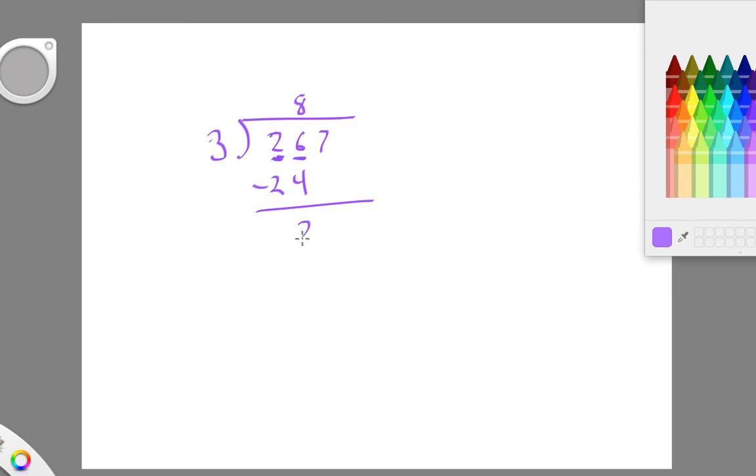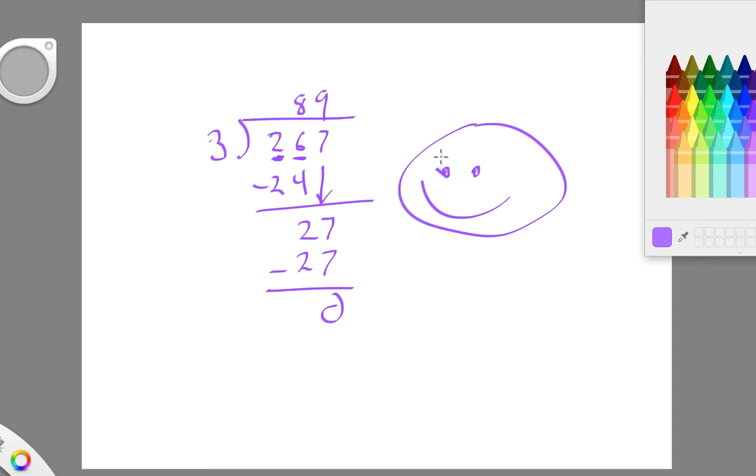And then we subtract. We have 2 left, and that's smaller than 3, so we're going to bring down our 7. 27 ones. Does 3 go into 27 ones? Yes, it does. 9 times. 9 times 3 is 27. No remainder. All right. Great. Nice job. I'm so happy, although I look a little scary.